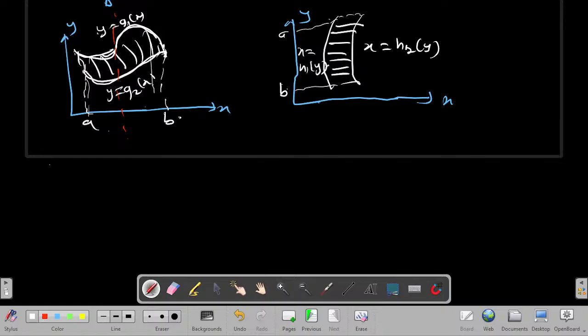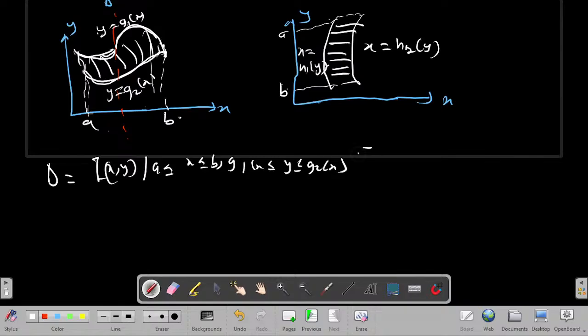So let's define. Our boundary D for this one is such that x comma y, a less than or equal to x less than or equal to b, g1 of x less than or equal to y less than or equal to g2 of x. As simple as that. This is for this region, so this is region D1, the D1 definition.